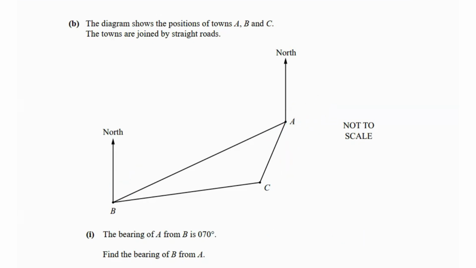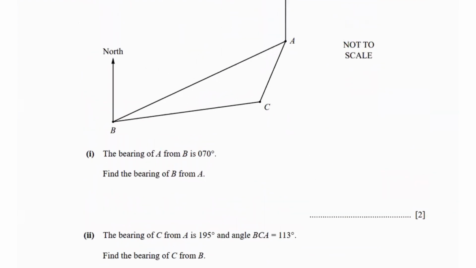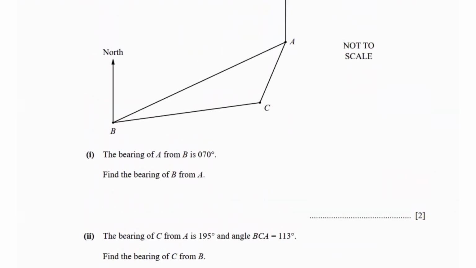A very important point over here is that the bearing is always measured in a clockwise direction from the north, and it's always written as 3 digits, not 2 or 1. Then it says the bearing of C from A is 195 degrees, and the angle BCA is 130. We have to find the bearing of C from B.